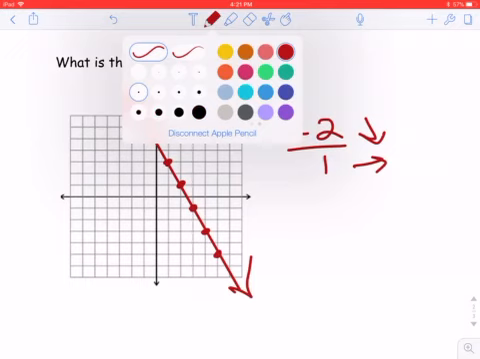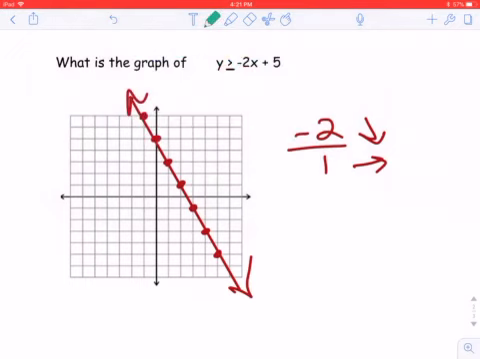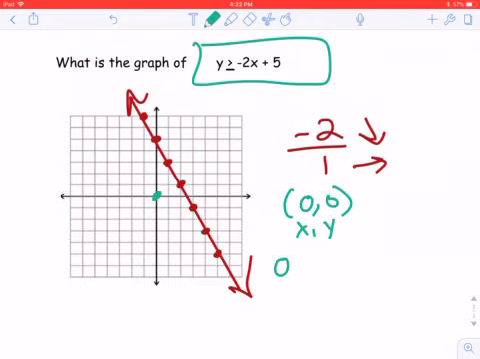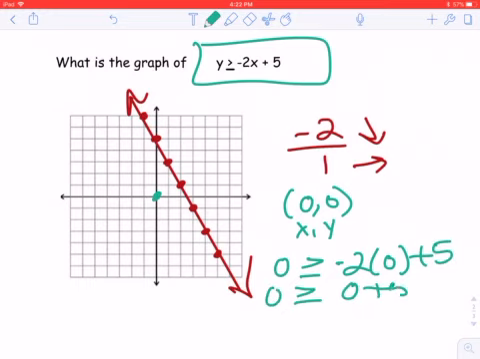Then, once again, I'm going to use a test point to decide which side to shade. So I'm going to use a test point 0, 0. I'm allowed to use that because it does not fall along the line. And I'm going to plug it in for x and y into my beginning inequality. So I'm going to see, is 0 greater than or equal to negative 2 times 0 plus 5? Negative 2 times 0 is 0, and 0 plus 5 is 5. So I'm seeing, is 0 greater than or equal to 5? It is not, so that means 0, 0 is not a solution.